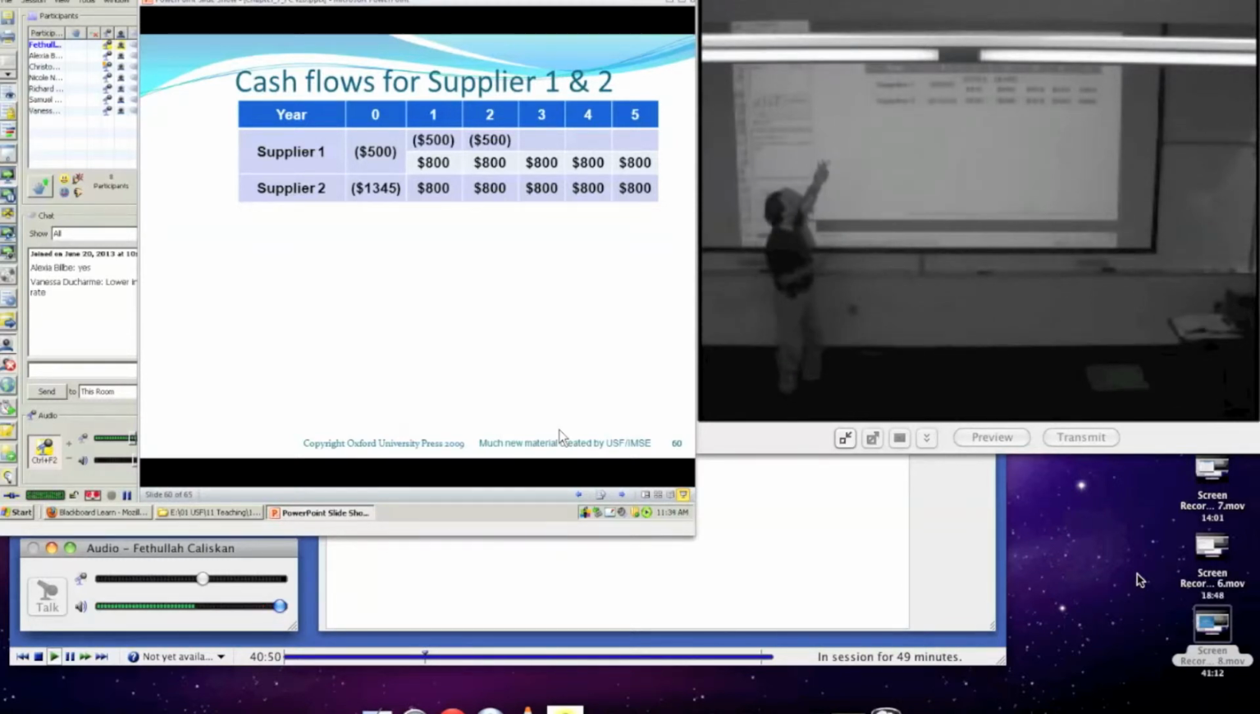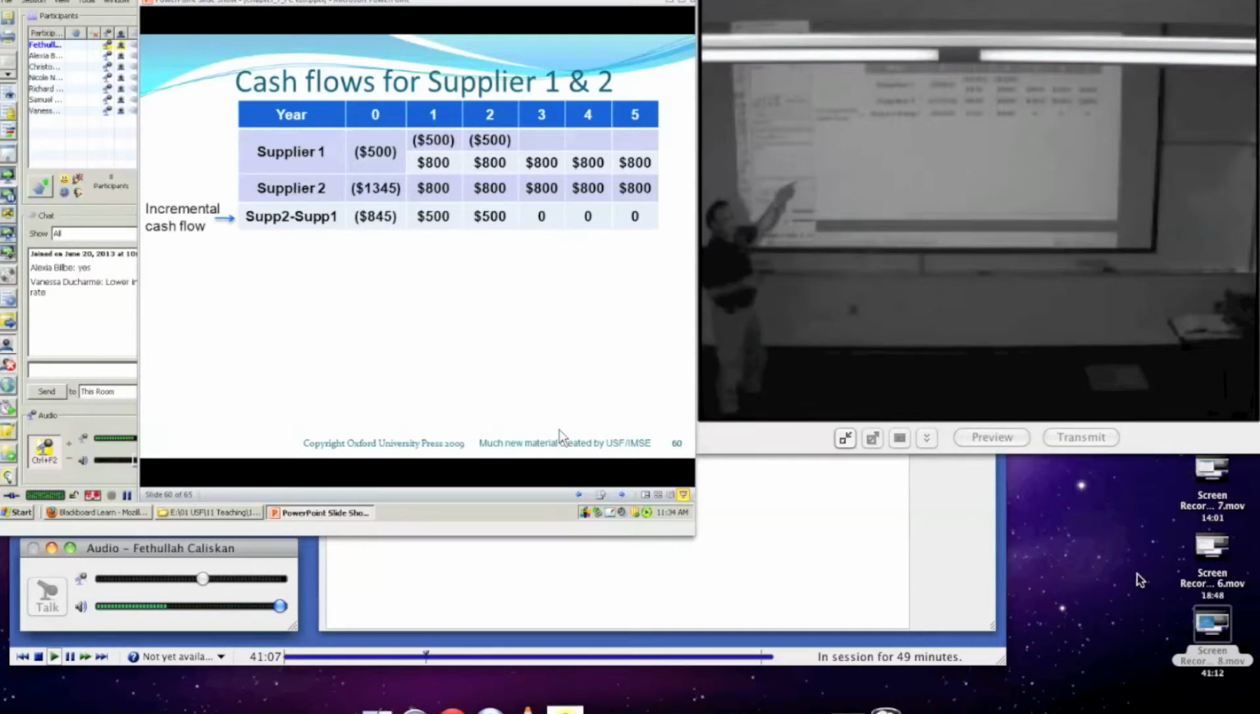Supplier 2 has the higher initial cost because this is higher. The rest we don't care for now. You know, we make the decision which one to deduct. So it's going to be supplier 2 minus supplier 1, right? Here it is. Incremental cash flow is supplier 2 minus supplier 1, which is 1345 minus 500, right?